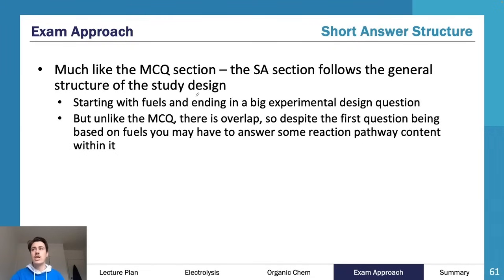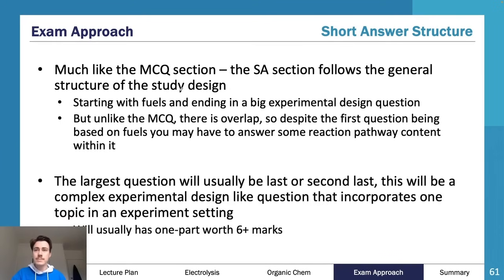The short answer structure also follows the general structure of the study design. The first question will be about fuels. The last couple of questions will be about experimental design. But there's overlap, like they will overlap topics into each other. The distinct main part of the question will probably be fuels first, and then redox, and then rates and equilibria, and then electrolysis. But it's all going to overlap, though you'll be able to pick it out as it follows through.